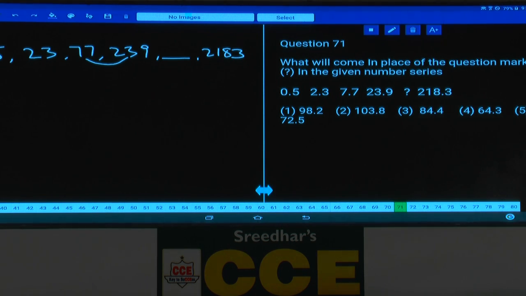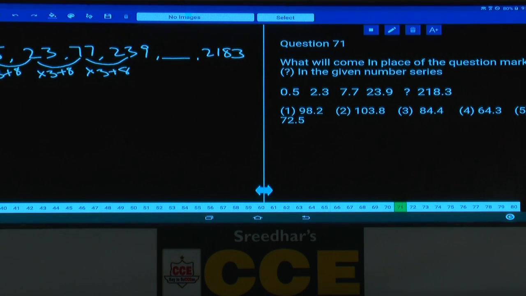210, 231. Into 3 plus 8. Whether it is working or not, tell me. Into 3 plus 8. As this is into 3 plus 8, now 23 and 77. 23 into 3 is almost 69. 69 plus 8 is 77. Now this is again 5 into 3, 15 plus 3 is 8.